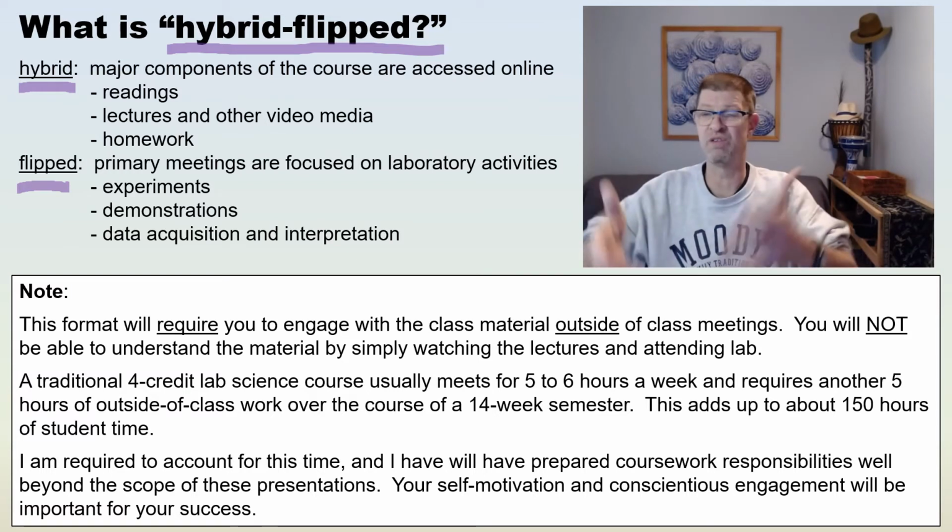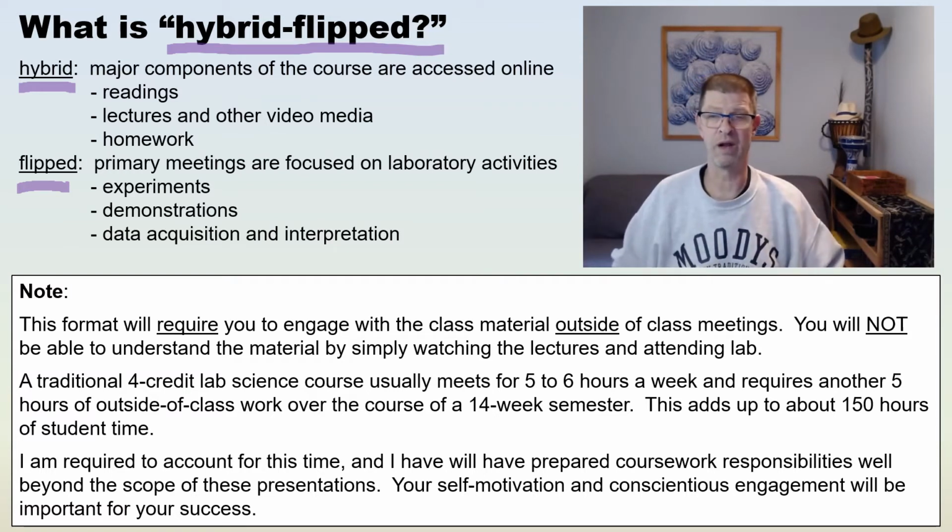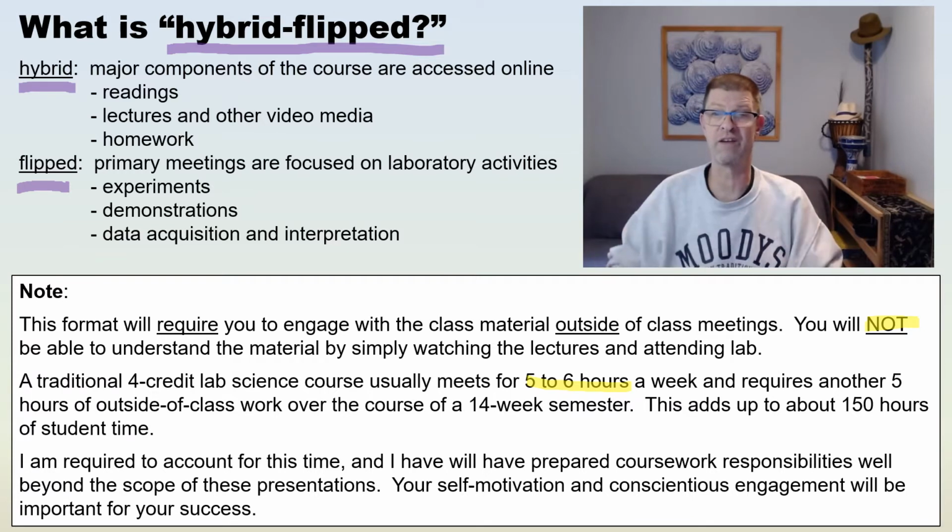I've got a little note here. I don't usually use this much text, but I really want to make sure that a lot of this is very clear. So I'll grab a highlighter here. This format will require you to engage in the class material outside of the class meetings. You will not be able to understand the material simply by watching the lectures and attending lab. A traditional 4-credit lab science course usually meets for 5 to 6 hours a week. All of our lab science courses do that. This requires an extra 5 hours of outside of class work.